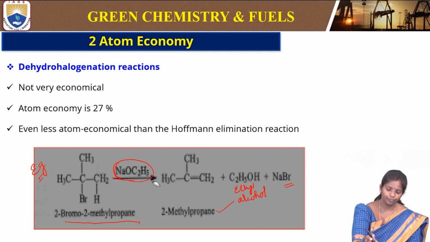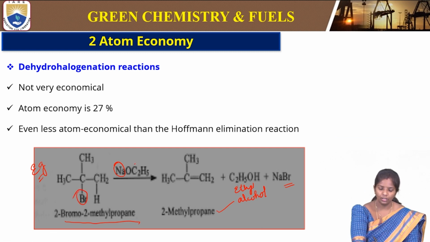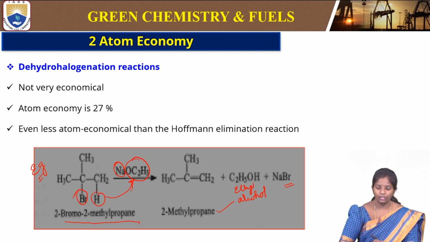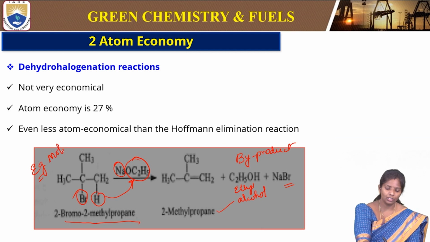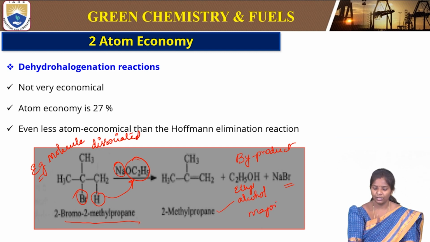In this reaction, this sodium and this bromine will combine and form ethanol. So this is how the byproducts are forming. Most of the molecule is distorted, dissociated completely, and forms major byproducts, and therefore reduces the efficacy.